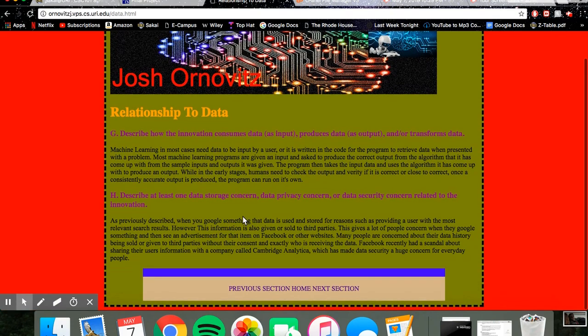Describe at least one data storage concern, data privacy concern, or data security concern related to the innovation. As I mentioned earlier, when something is Googled, information about what websites they visit and how long they spend is tracked and kept, and is actually given to third parties. And now, recently, with the Facebook scandal with Cambridge Analytica and users' information being shared without their knowledge, this has become a pretty big issue in the forefront of people's minds about how their data is being used and who it is being shared with.